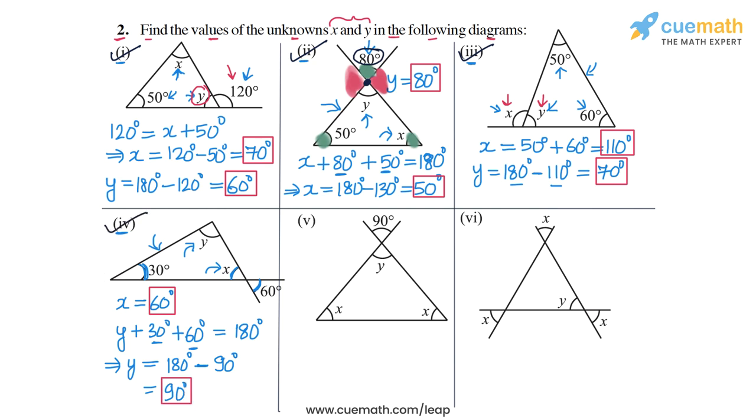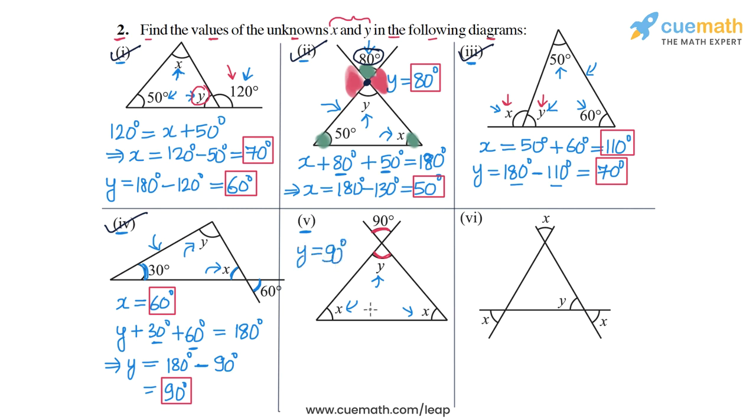Next we come to part 5. In part 5, the unknowns are x, and this angle y. Now we can see that y is easy to find because y is vertically opposite to this angle, which is indicated as 90 degrees. So we can write the value of y straight away. So y is equal to 90 degrees.